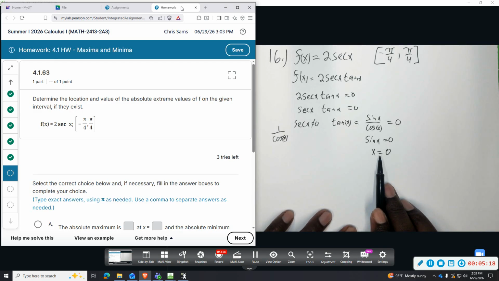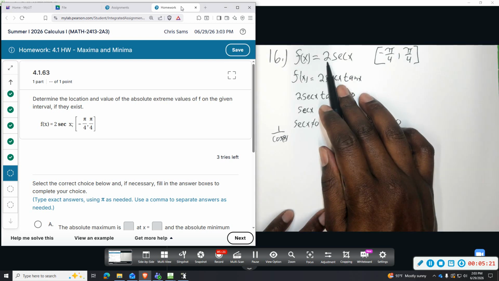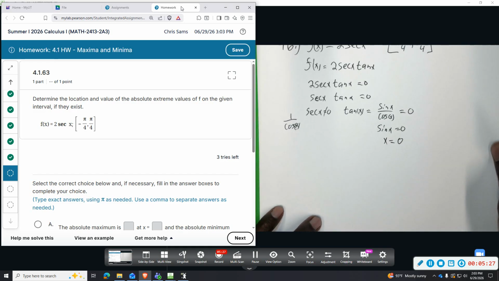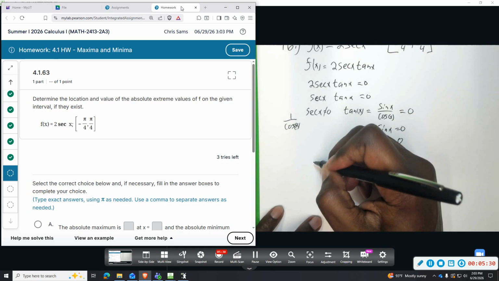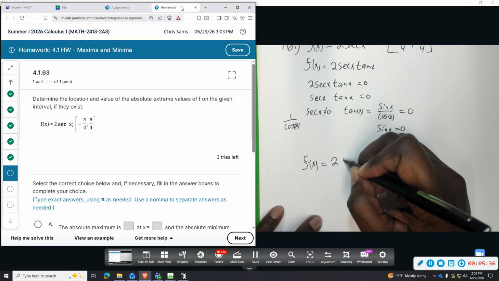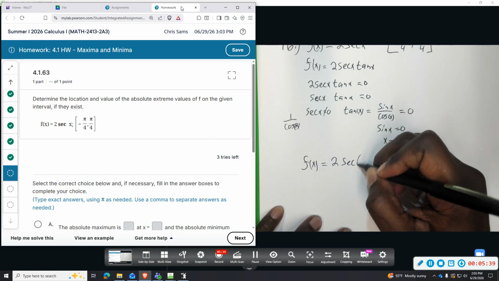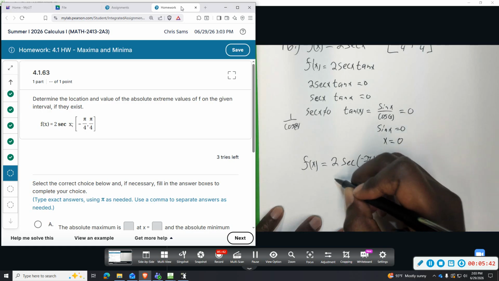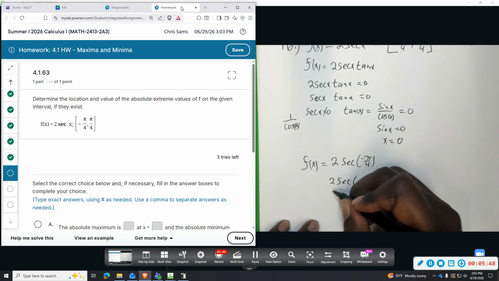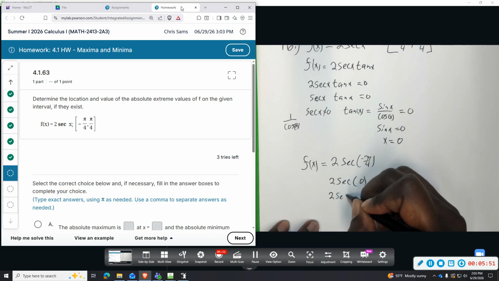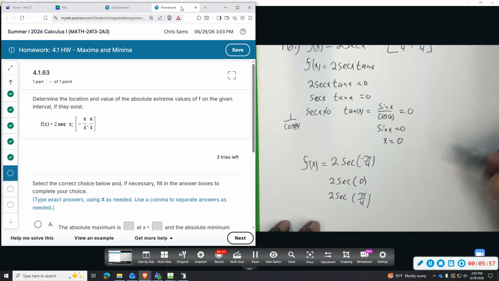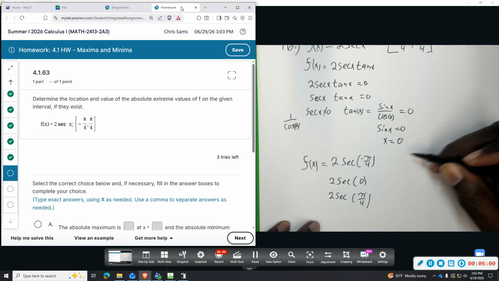We're now going to plug in all three of these to secant and find out which one gives us the largest and smallest value for maximum and minimum. So we're going to do f of x: 2 secant of negative pi over 4, 2 times secant of 0, and then 2 times secant of pi over 4. I'm going to do some mental math, but I'm just going to show you what's happening. Secant is 1 over cosine.